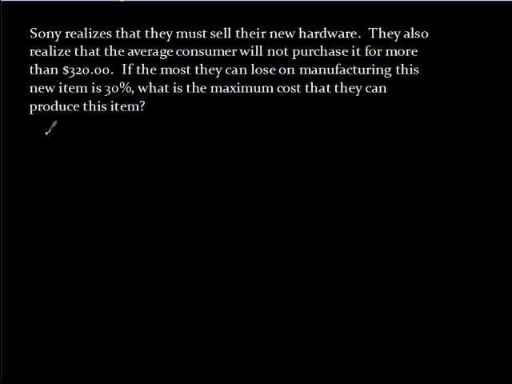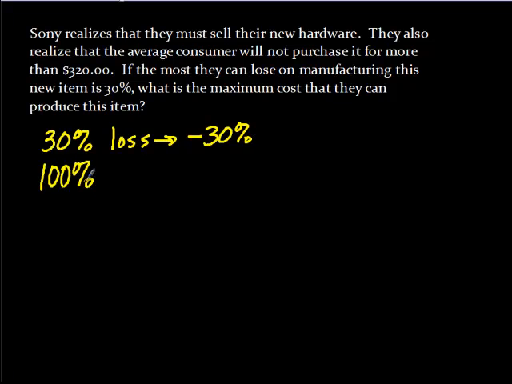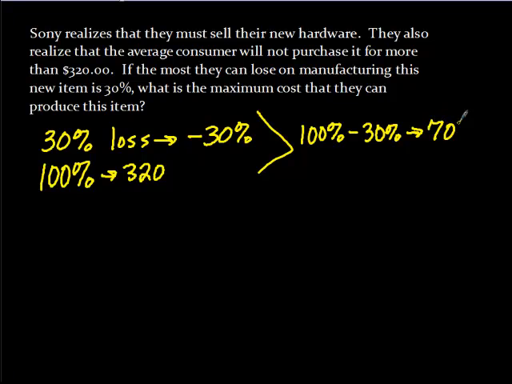For this, they're taking a 30% loss. Okay, so that means they're taking 30% off. The item's going to be 100%. This is going to be our $320. So when we take 100% and we subtract our 30%, this gives us 70%.